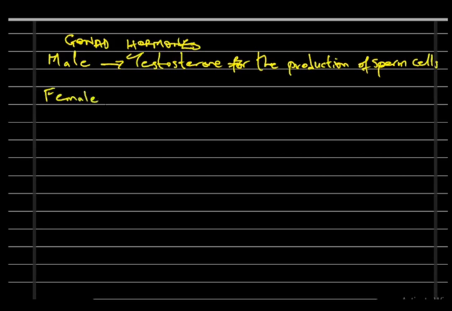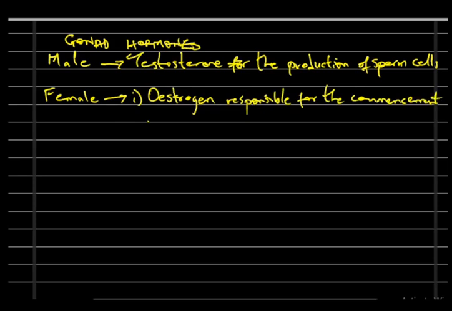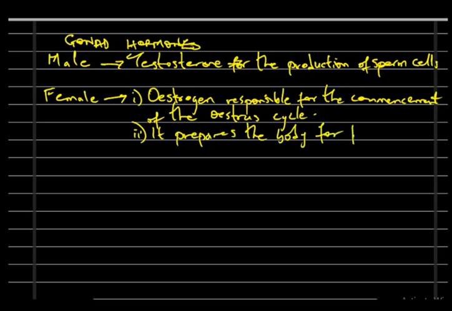While in the females, they are of two types. The first one is estrogen, which is responsible for the commencement of the estrous cycle. That is a monthly flow. Another function of it is that it prepares the body for pregnancy. That is another function of the estrogen, as we can see.